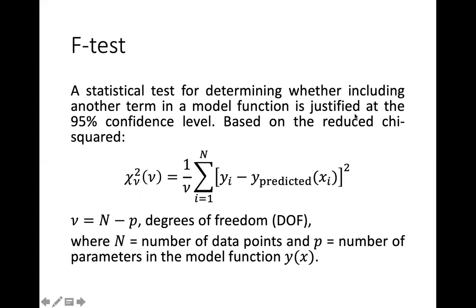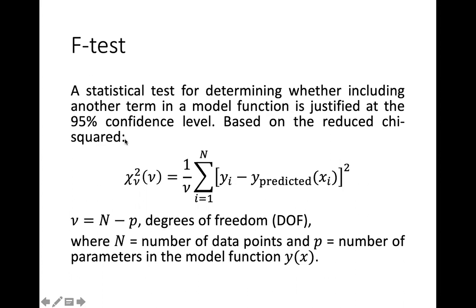And to answer that question, one of the tests that you can do, a statistical test for that, is called the F-test. So this is a statistical test for determining whether including another term in your fit model is justified at the 95% confidence level. And the F-test is based on what's called the reduced chi-squared value.